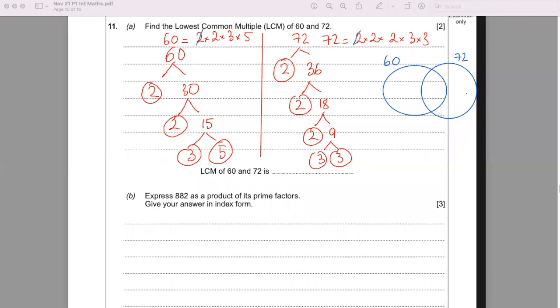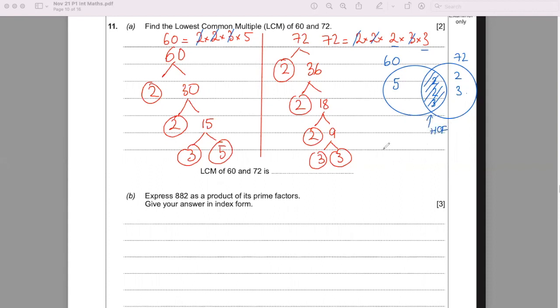So 2 and 2, I write 2 in the common area here. And then you got 3 and 3, so 3 goes in there as well. Whatever is left, I write 5 for the 60, okay, and 2 and 3 for the 72. The highest common factor will be that bit there. That's your highest common factor, okay?